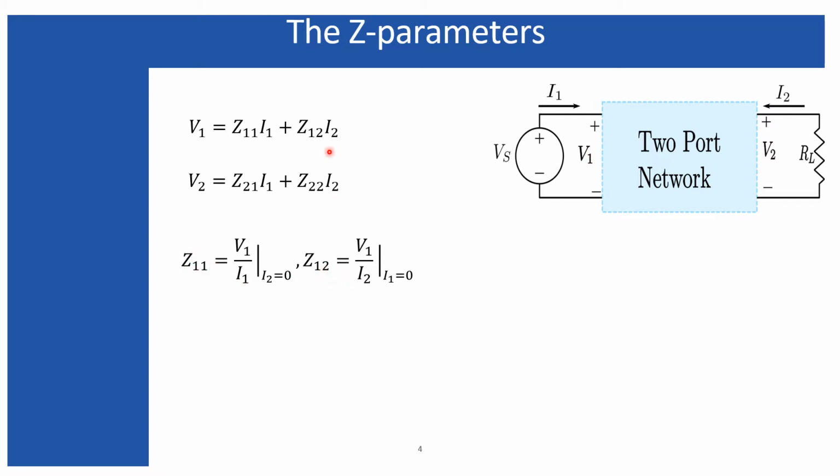Next is Z12. If you make I1 equals 0, then Z12 represents the ratio of V1 to I2, so input voltage to the output current for I1 equals 0. So this is basically representing the reverse coupling resistance. Reverse coupling resistance means I2 gets coupled with the input device in such a way that it is producing the input voltage. Although Vs is 0 in that case, because you made I1 equals 0, I1 equals 0 means Vs equals 0.